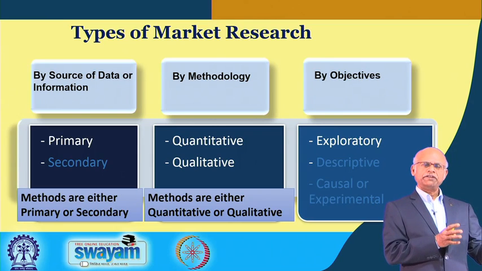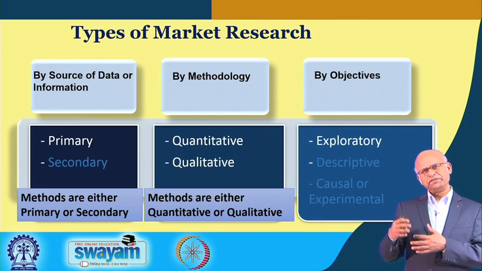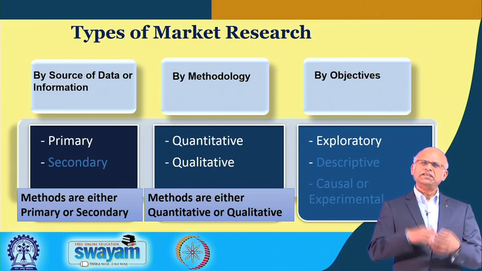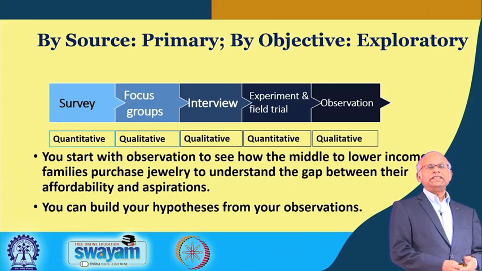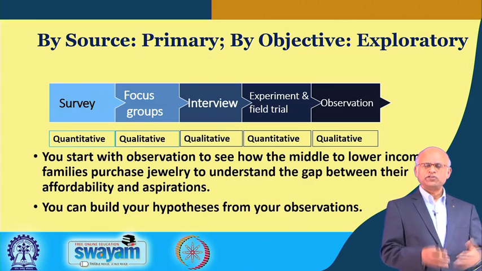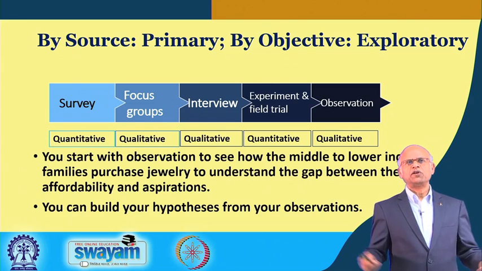Now, we will first discuss the primary method of market research, which will have both qualitative and quantitative data, and it will be exploratory. First one will be exploratory. These are the primary types of research: survey, focus group, interview, experimental field trial, and observation.